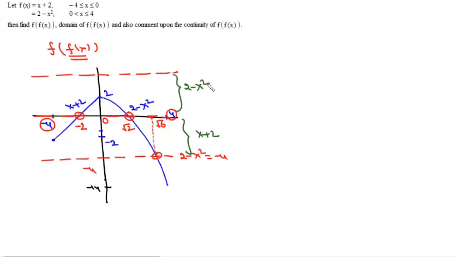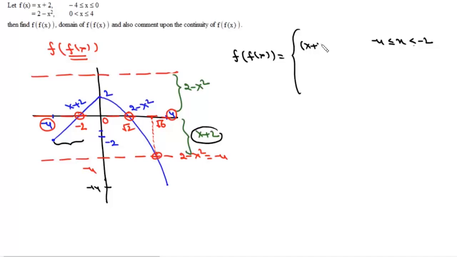So now we'll start writing f of f x. Now the first interval is between minus 4 and minus 2. So when x lies between minus 4 and minus 2, since this function is continuous, again we need not bother about this equality sign. So here this definition is x plus 2. And this definition lies within these two lines. So this x plus 2 will go to x plus 2. So here it will be x plus 2 plus 2.